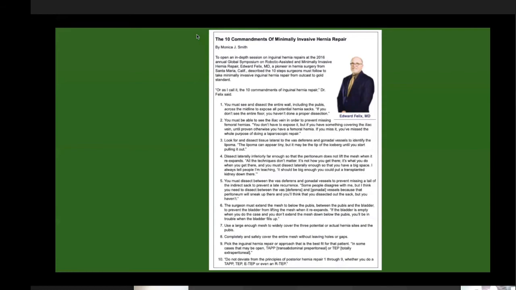You must dissect between the vas and the gonadal vessels to prevent missing the indirect sac. Pull it down till you see the vas turning medially, which is very important.